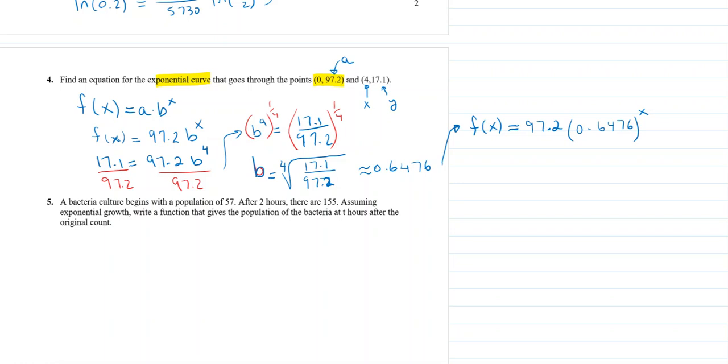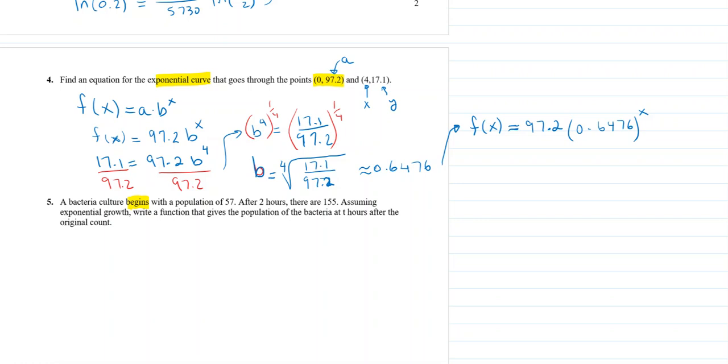A bacterial culture begins with a population of 57. That's a key word right there, begins. That's the initial amount. That tells me the quote-unquote y-intercept, or the n sub 0 if you're trying to write the function like that. After 2 hours, there are 155. Assuming exponential growth, write a function that gives the population at t hours after the original count.